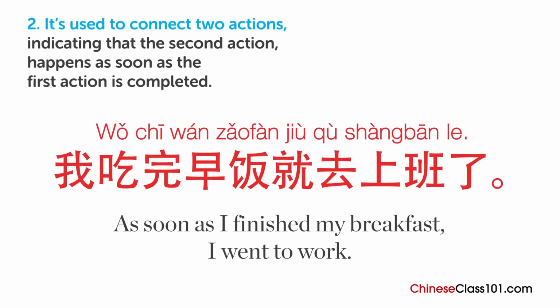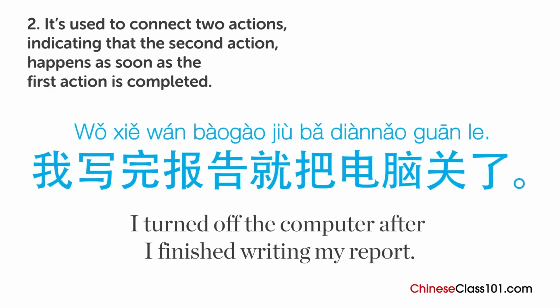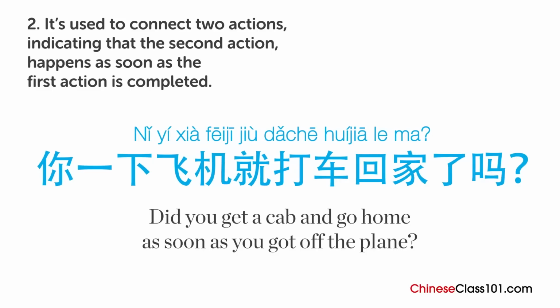Second usage. It's used to connect 2 actions, indicating that the second action, which is the action following 就, happens as soon as the first action is completed. Let's see some examples. 我吃完早饭就去上班了. As soon as I finished my breakfast, I went to work. 我写完报告就把电脑关了. I turned off the computer after I finished writing my report. 你一下飞机就打車回家了嗎? Did you get a cab and go home as soon as you got off the plane?